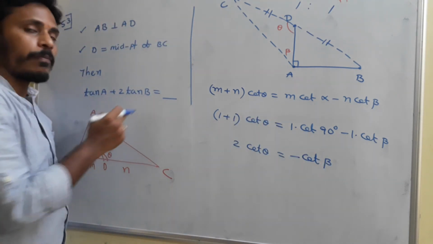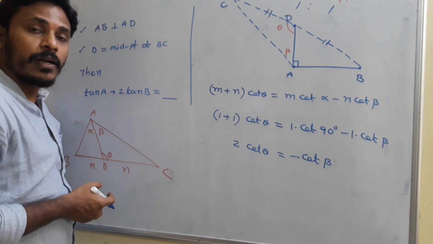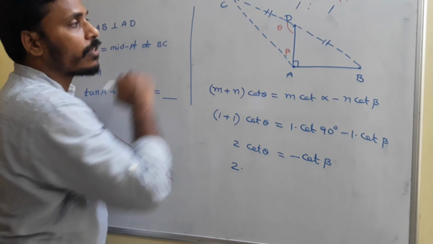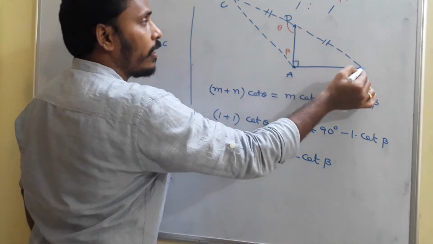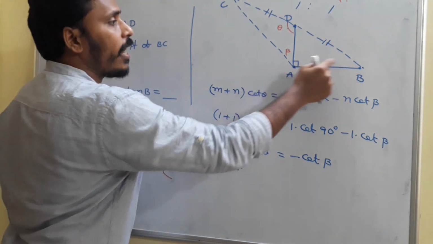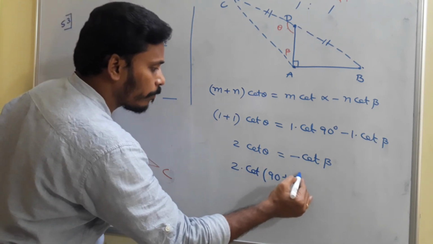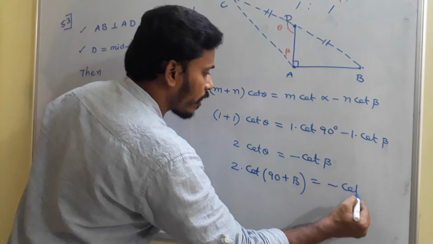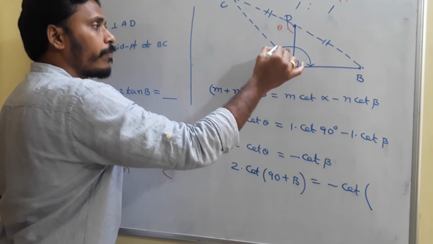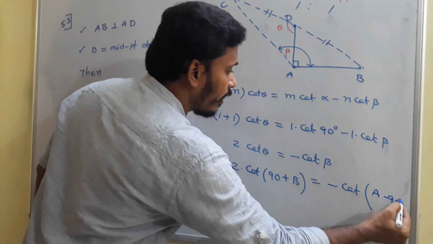But we need tan A plus 2 tan B is equal to 0. We need to express everything in terms of A, B and C. Okay. So this is 2 into cot theta. What do you say about this theta? See, for this triangle ABD, this theta is the exterior angle, which is the sum of 90 and B. So cot of theta is simply cot of 90 plus B is equal to minus cot of, what do you say about beta? You just look at the diagram, this total angle is A. Since the total angle is A, this beta is simply A minus 90 degrees.